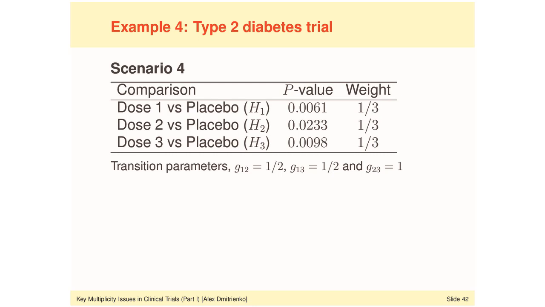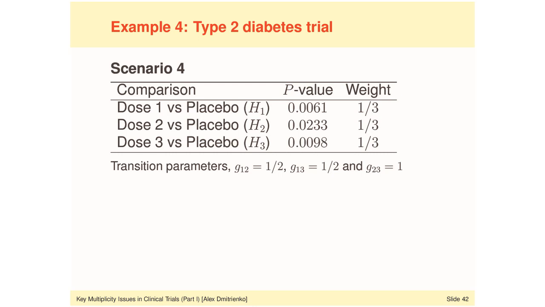In addition to the one-sided p-values, we're also going to specify the initial weights assigned to those 3 dose placebo tests. It doesn't have to be done this way, but for the sake of illustration, we're going to assume that the 3 dose placebo tests are equally weighted, and therefore they're equally important. And then at the bottom we see the transition parameters for this chain procedure.